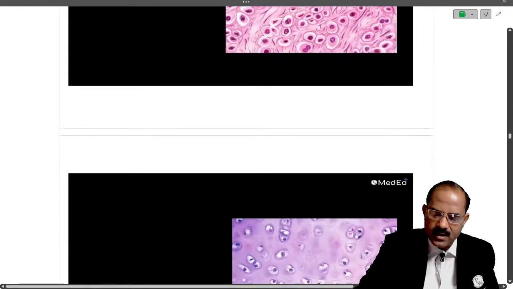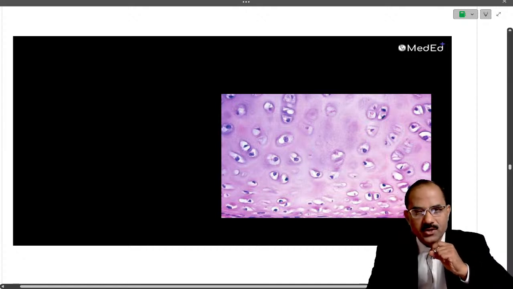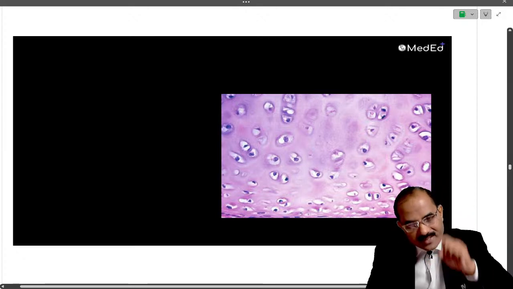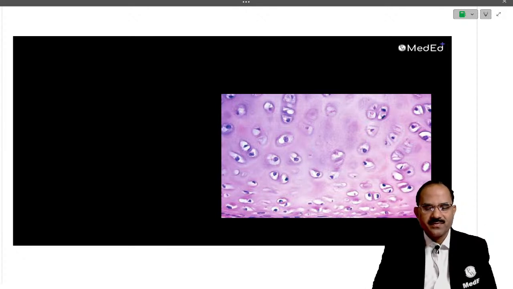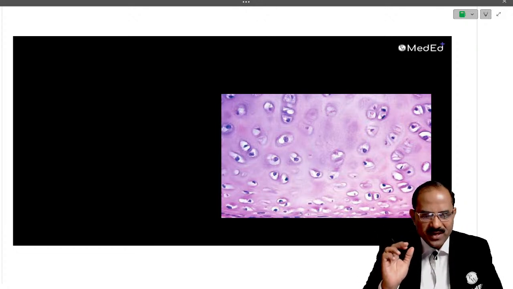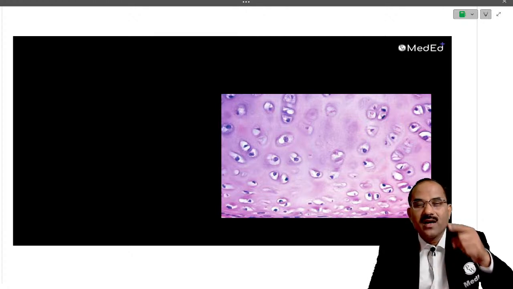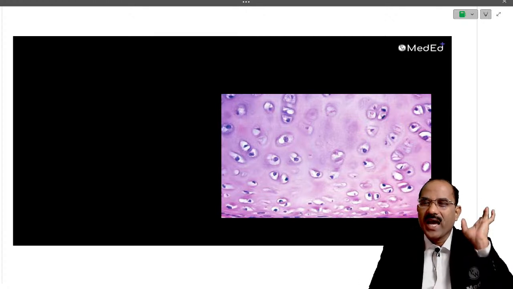Just have a look at this. So what is this cartilage? What do you think this cartilage is? This is a hyaline cartilage. Perichondrium is present in a hyaline cartilage. In an articular hyaline cartilage, the perichondrium is absent. If it's a non-articular hyaline cartilage, perichondrium is present. If it's an articular hyaline cartilage, the perichondrium is going to be absent.